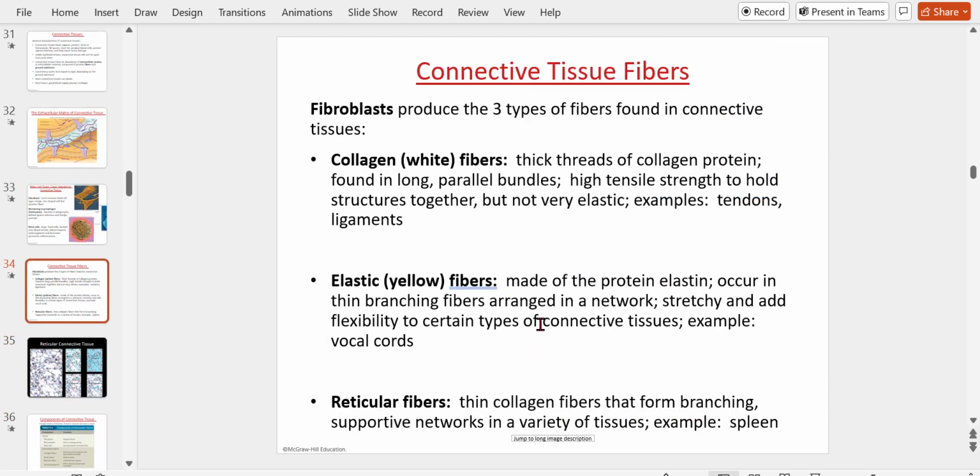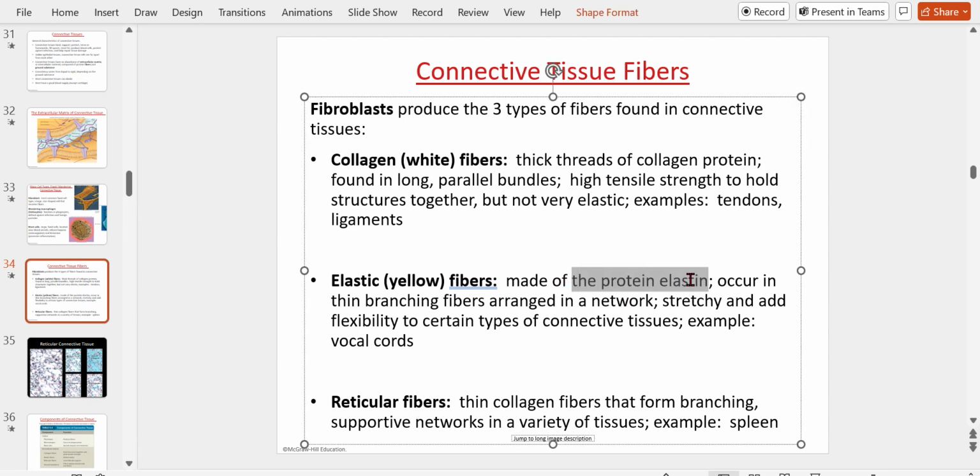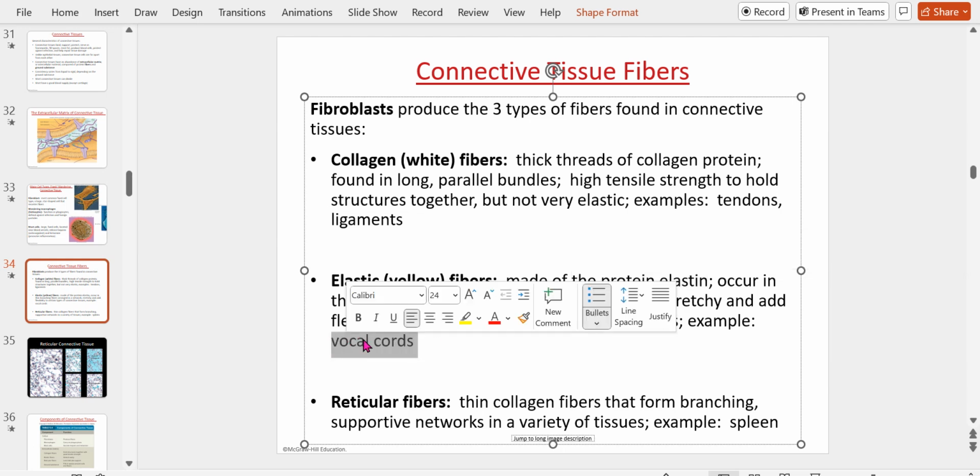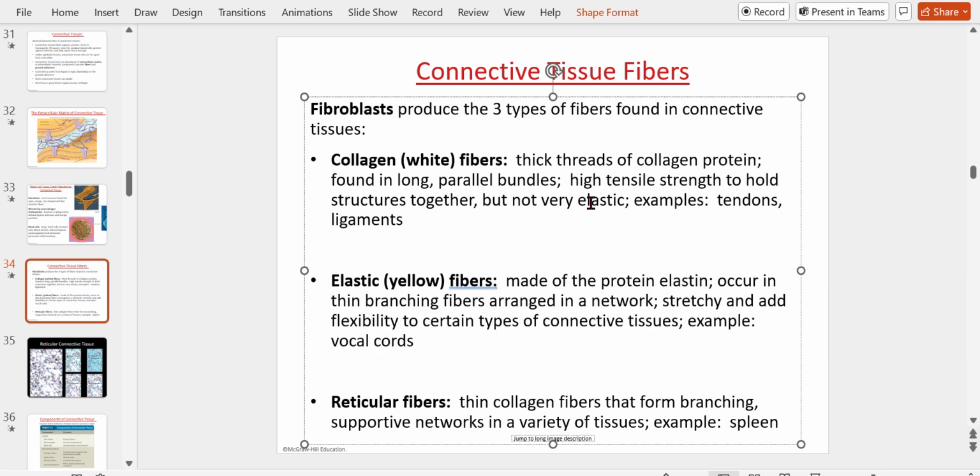So those fibroblasts produce the three types of fibers found in connective tissue. There's collagen white fibers, there's elastic yellow fibers, and there's also reticular fibers, thin collagen fibers that form branching supportive networks in a variety of tissues. Elastic yellow, made of protein elastin, occurs in thin branching fibers arranged in a network, very stretchy. Vocal cords is a great example. And then we have collagen white fibers here. Example, tendons and ligaments.